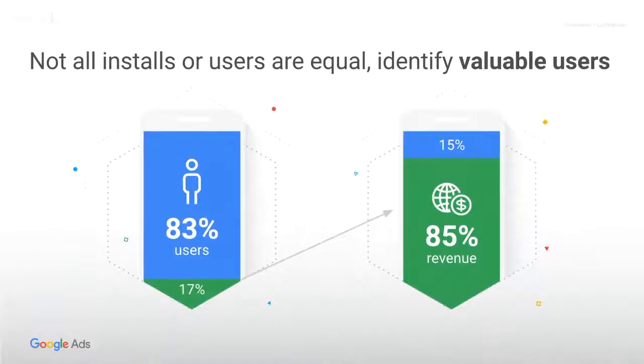So in order to sustain a business as an app, you need to find the users that are going to have the highest potential of high LTV. And that's really difficult to find. So only 17% of users are actually producing about 85% of app revenue, which is really incredible. So it's really critical to not just expand all of your installs, but to find the users that are really going to grow your business the most.